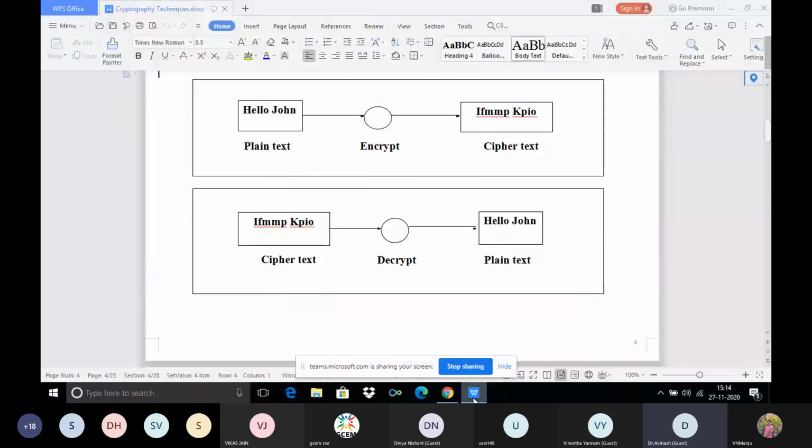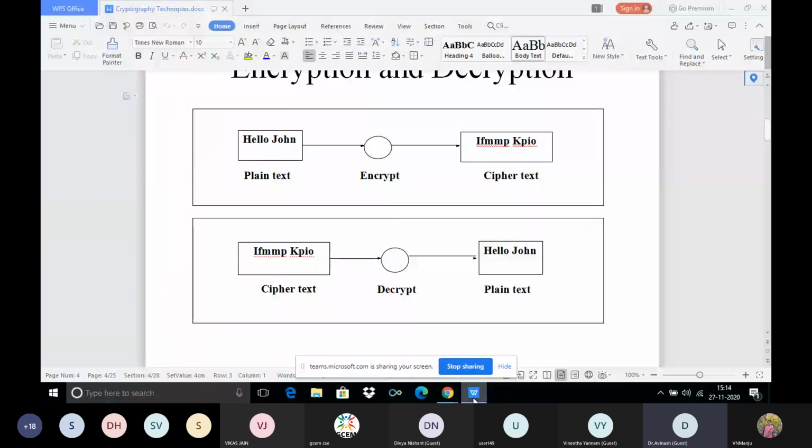Those who have not clarified their concepts can get them clear again. For example, hello John is a plain text, and when it is encrypted, the ciphertext looks like IFMMP. So this is ciphertext. That means some kind of key has been applied in the encryption process, and we generate the ciphertext. Again, when we obtain the ciphertext, the decryption process applies the key at the receiver end, and we obtain the plain text.